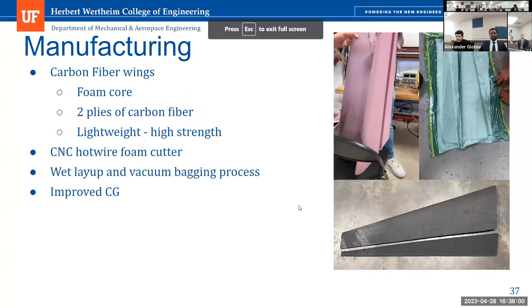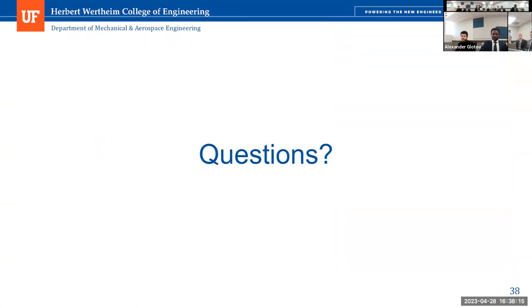So our next steps are to do carbon fiber wing manufacturing. Right now, it's an ongoing process. We measured the first wing and there was a reduction of 24.2% weight for the wing weight. So we went a little bit over, but if you guys have any questions, now we'll open up the room.